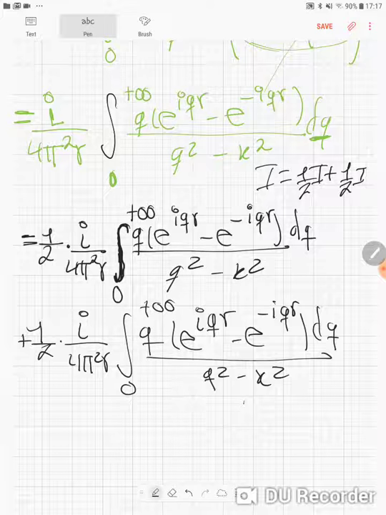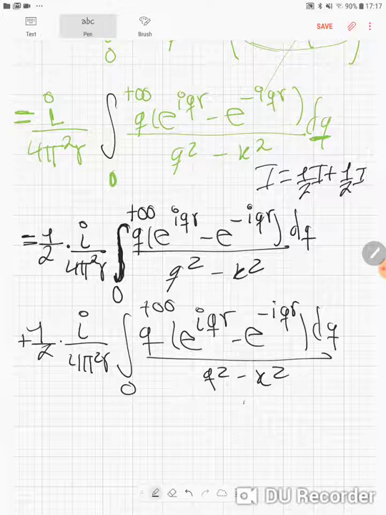So then it's going to remain the exact same integral. If I change q to minus q, this guy here is going to be e to the iq, this guy here is going to be e to the minus iq. This guy is going to be minus q, this is going to be d of minus q. Minus is minus, goes away.